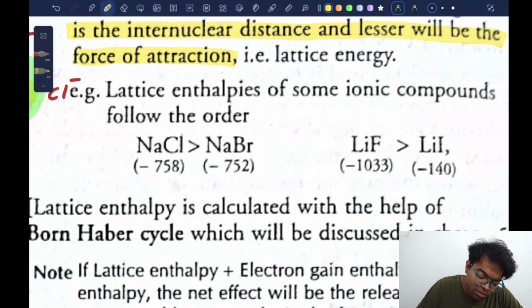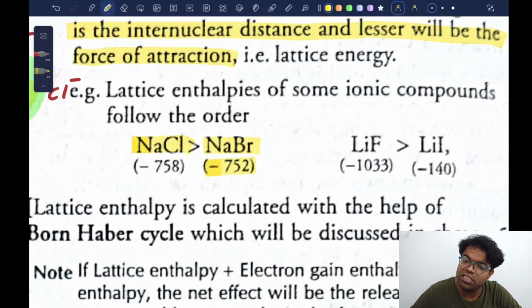For example, in the case of sodium chloride and sodium bromide, sodium chloride has 758 joules of energy released, whereas sodium bromide has minus 752. The energy released decreased. Why? Because bromine is a larger atom compared to chlorine.